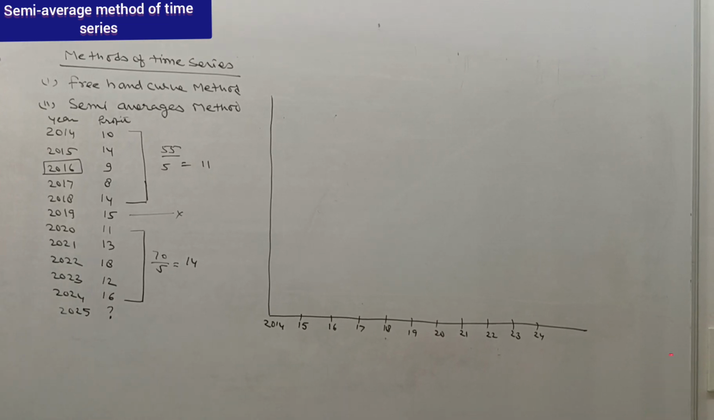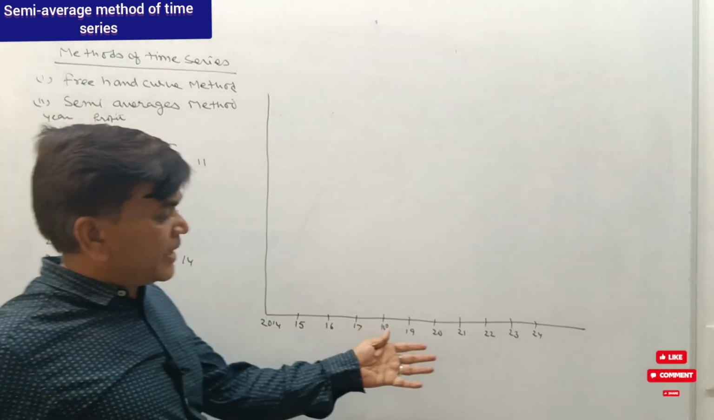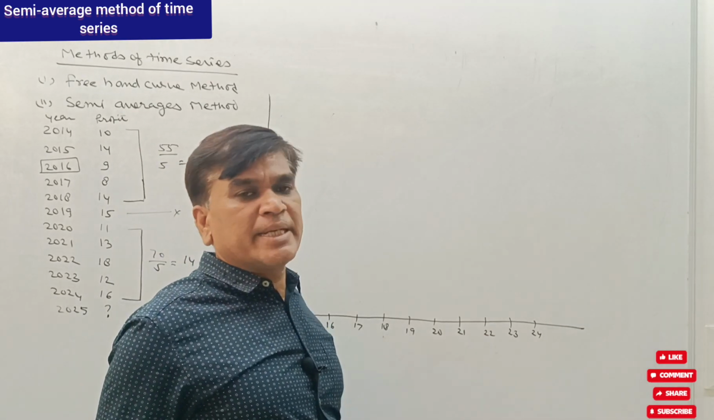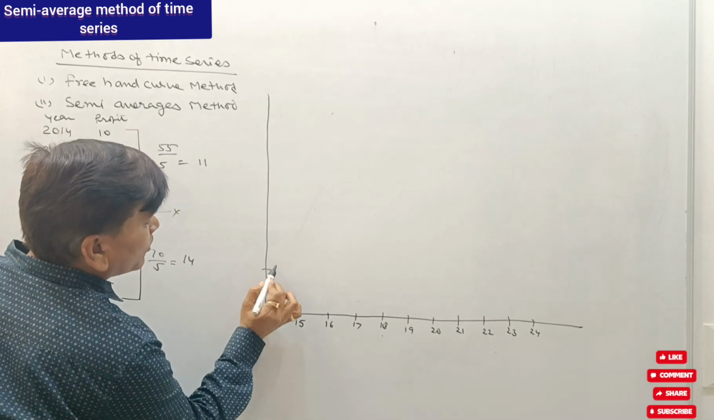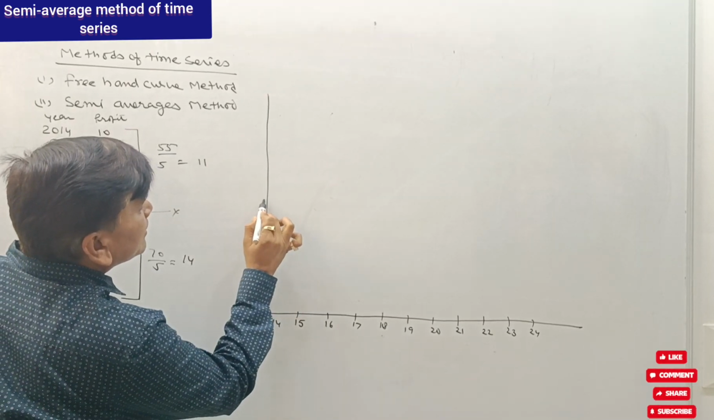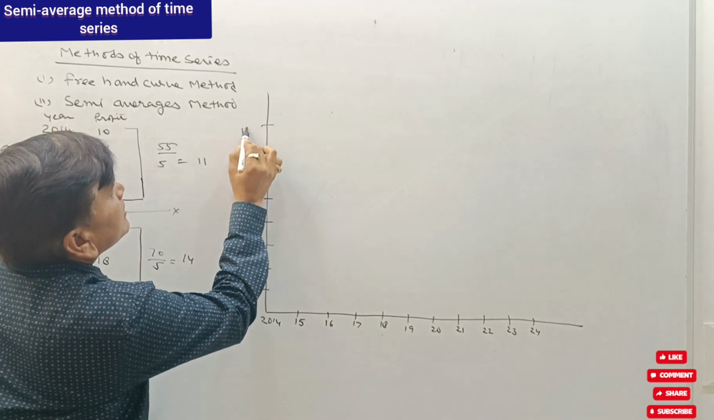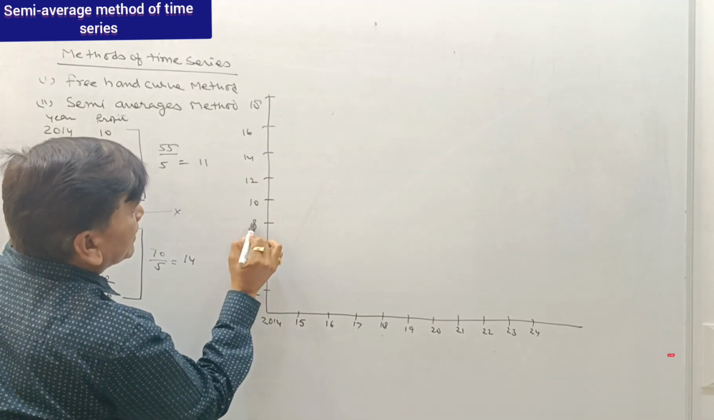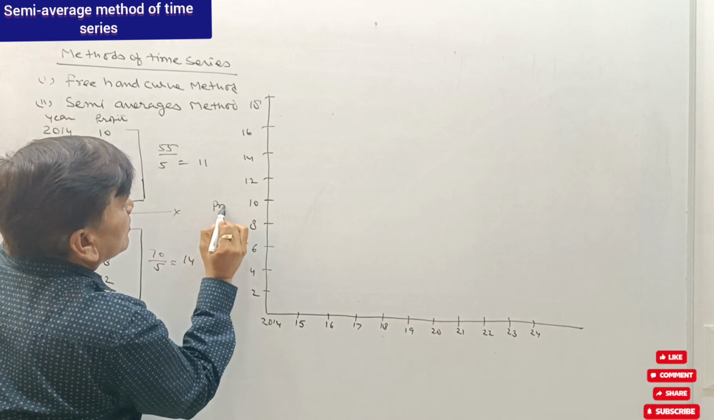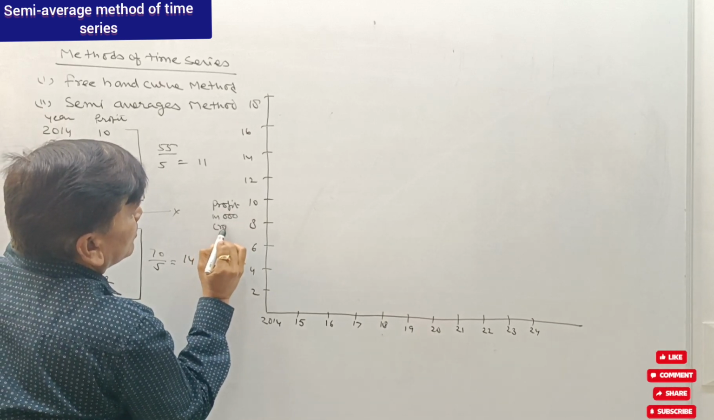So this data we plot: 2014, 2015, 16, 17, 18, 19, 20, 21, 22, 23, etc. Now the maximum value is 18. So on the y-axis: 2, 4, 6, 8, 10, 12, 14, 16, 18. Profit in 1,000 crore.